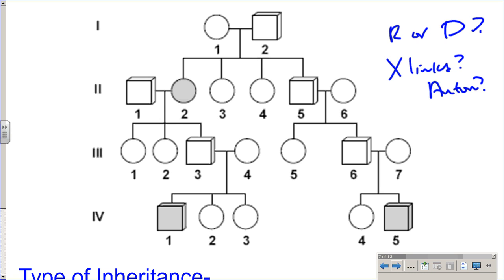Because you can see it shaded in here, shaded in here, shaded in here. How do you know it's recessive? It's not in every generation. Right, it skips generations, that means it's recessive.